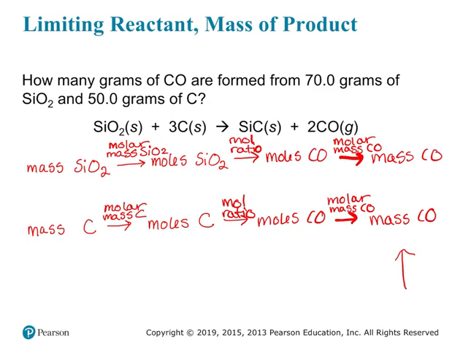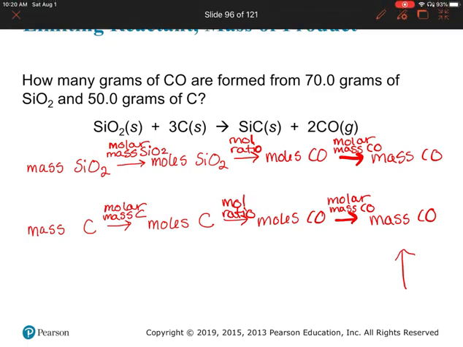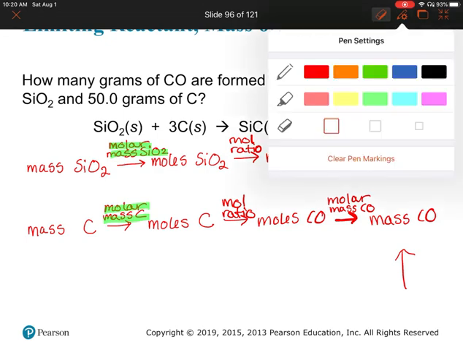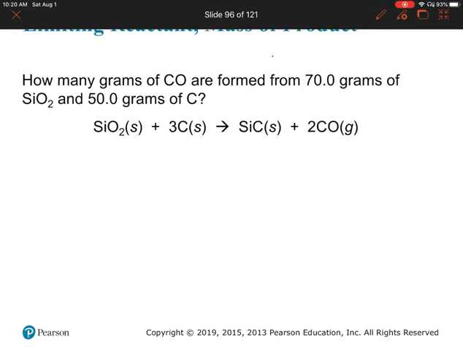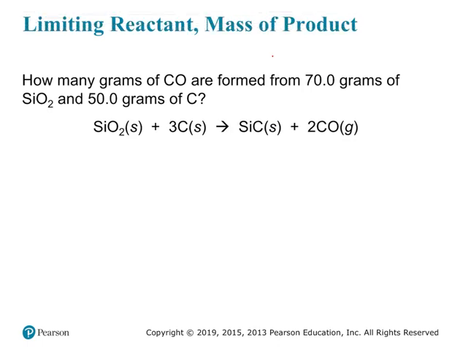Okay, so I'm going to erase these flowcharts, and we're going to calculate the molar masses of silicon dioxide, carbon, and carbon monoxide, because those are what we need for our problem. Okay, so let's start by calculating the molar mass of SiO2. All right, so you might need your periodic table for this part.